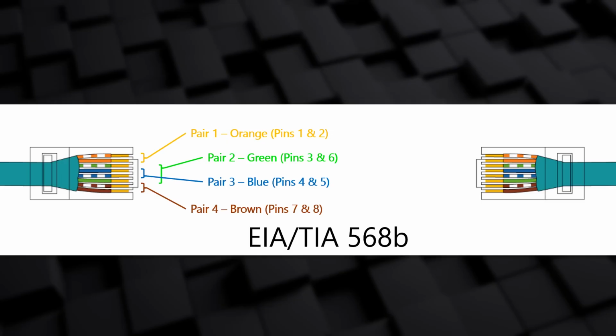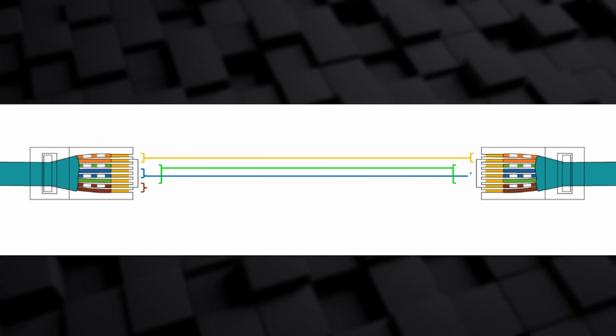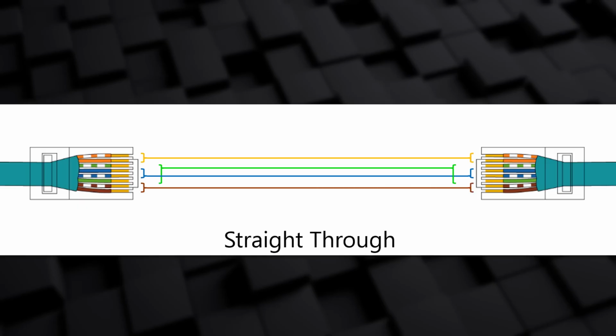There are different color schemes you could use. This one here is called 568B. A standard UTP cable will match the wires on both ends. This means that pin 1 connects to pin 1, pin 2 connects to pin 2, and so on. This is called a straight-through cable, as the wires go straight through from one end to the other.